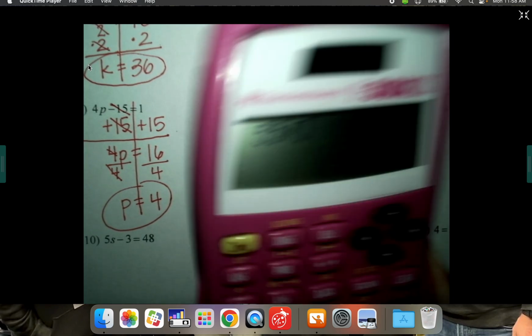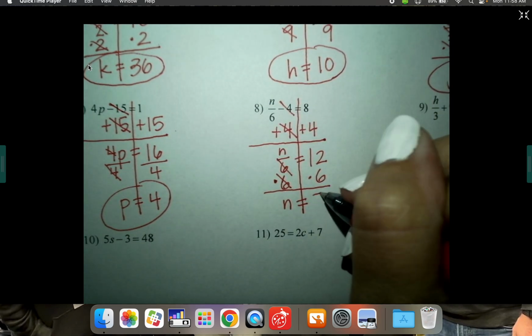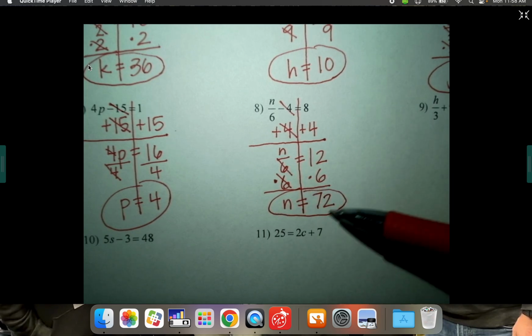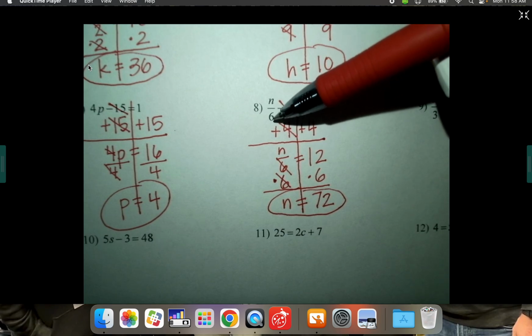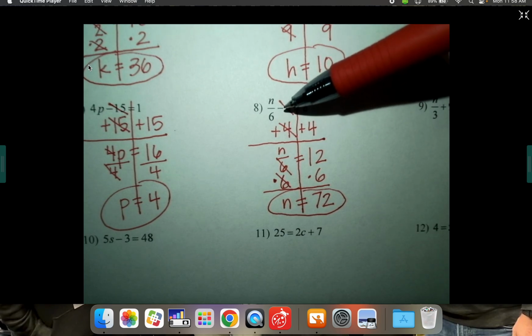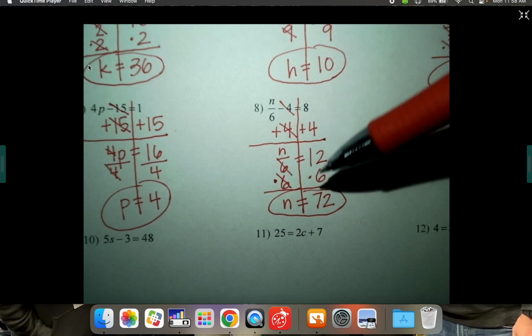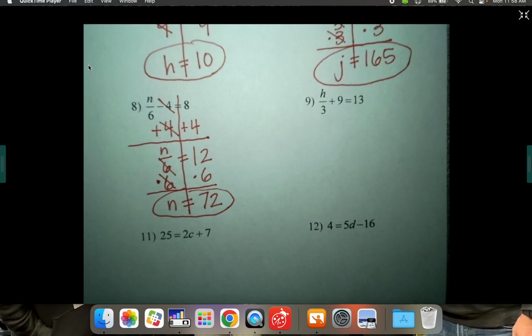12 times 6 is 72. And again, if you're confused and not sure that it's right, go plug 72 in for n and check. 72 divided by 6 is 12. 12 minus 4 equals 8. So you know you did it right. So always take your answer and plug it back in if you're worried that you did it wrong.